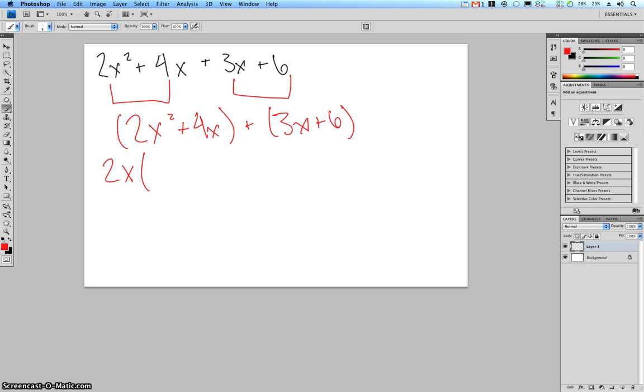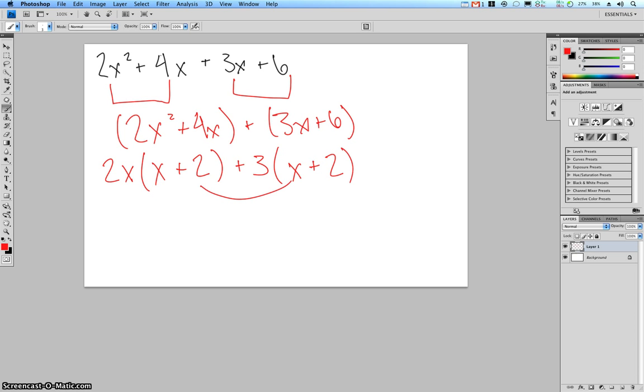2x goes into 2x squared x amount of times. 2x goes into 4x 2 times. And that's the first term factored. The next term is 3x plus 6. You can factor out a 3 from these two. There's no other common terms that you can factor out. When you factor out the 3, you get an x plus 2.